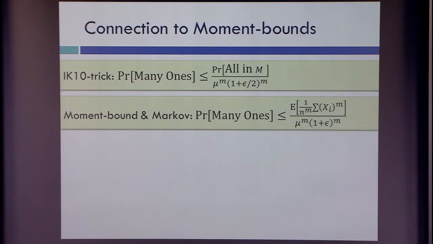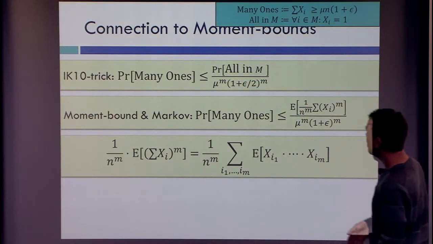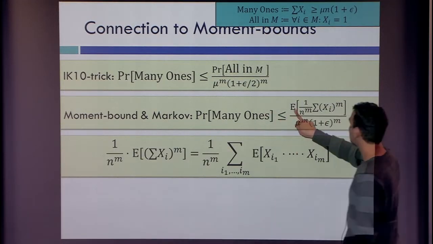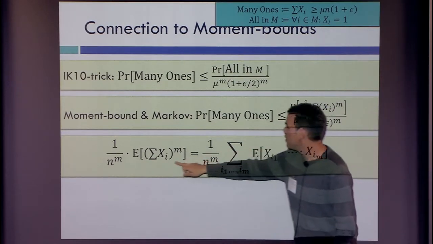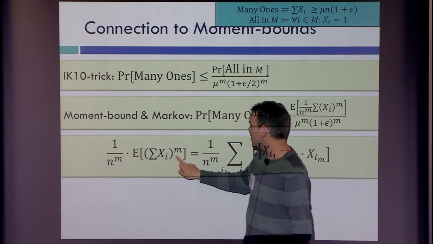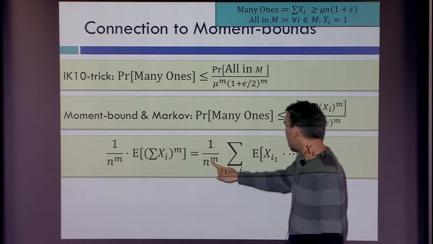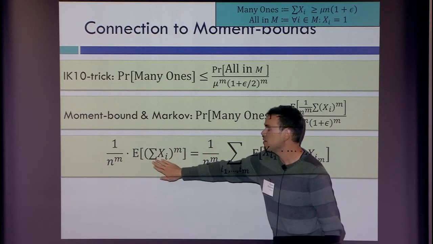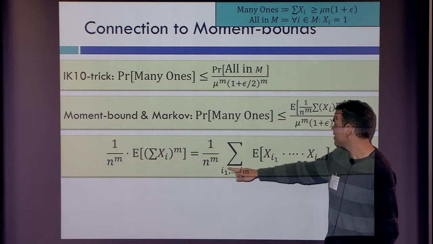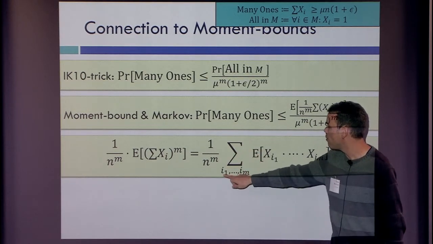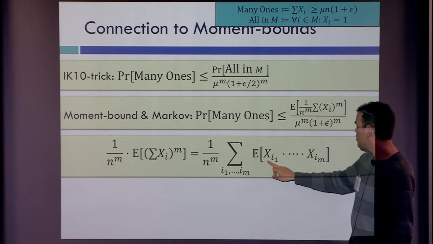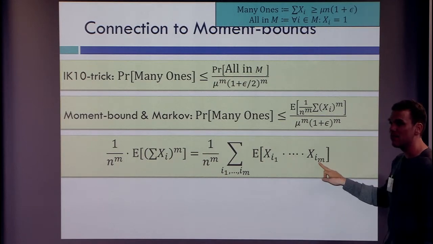So let's compare the two expressions. You see they look fairly similar. And why do they look fairly similar? Well, what's this sum here? What's this expectation over the sum over xi to the m over m to the m? Well, we expand this sum, and we get that it's 1 over n to the m times the sum over all indices e to the xi to e to the xim.